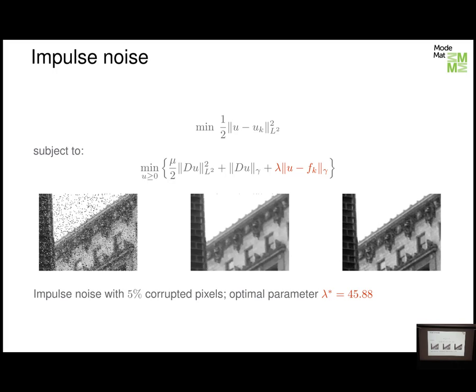You may also use that for some impulse noise, in the sense that this is also a non-smooth term involved there. This is the noisy image, this is the original image, and this is the one that you can reconstruct out of it. And in the case of impulse noise, it works quite well in that setting.